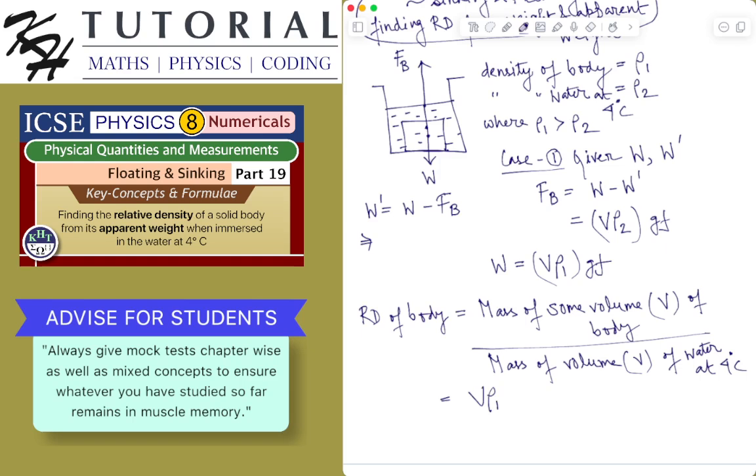Okay, and that is divided by the mass of volume V of water at 4 degrees centigrade, which is V rho 2. Now this is equal to, we can say, V rho 1 is W. And what is V rho 2? V rho 2 is FB, which is W minus W dash.